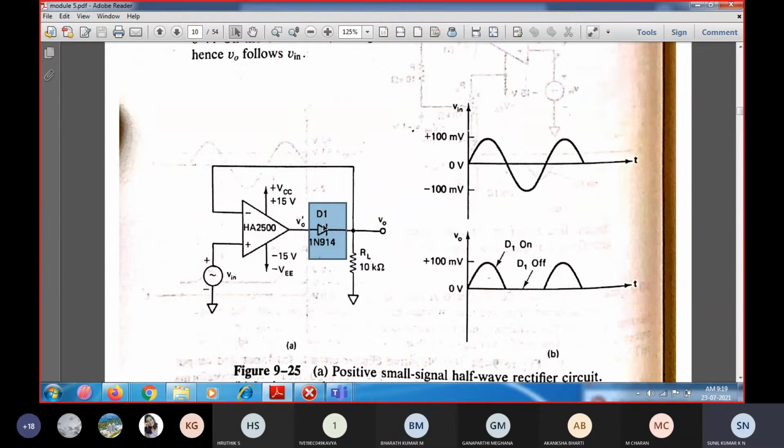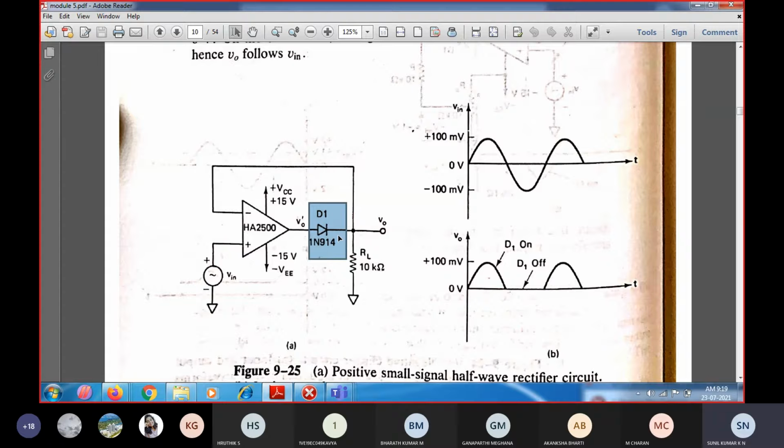If the diode is reverse biased, or if the input voltage is less than 0.7, then obviously it is not going to be passing the signal to the output. So that is the diode concept, right? Now this diode is going to work only for voltages greater than 0.7 volts.